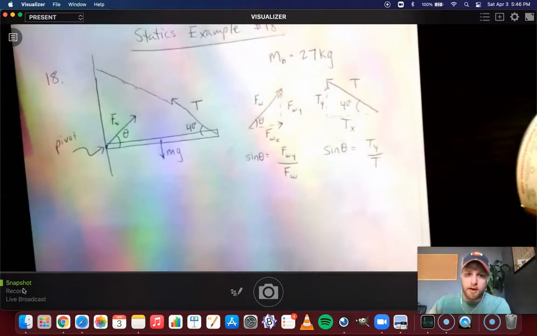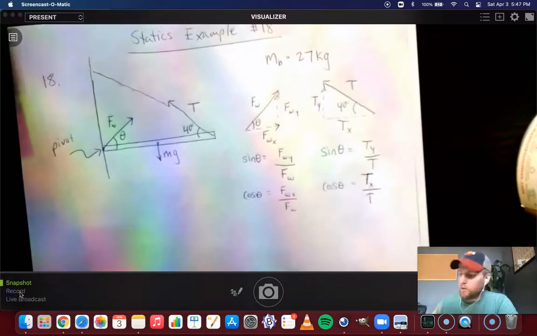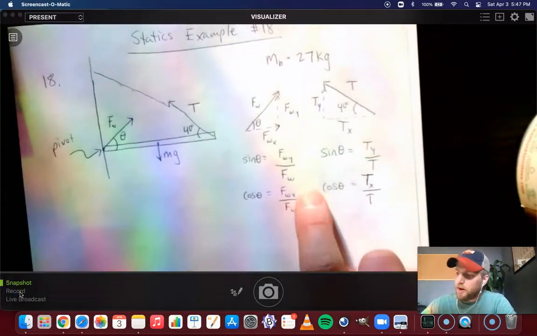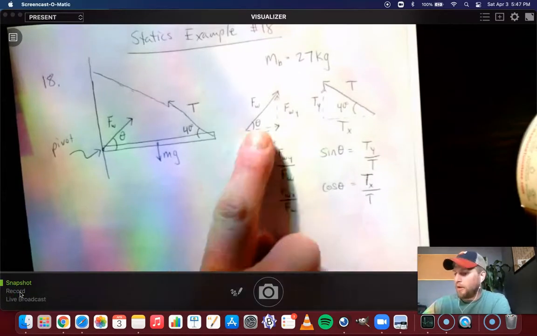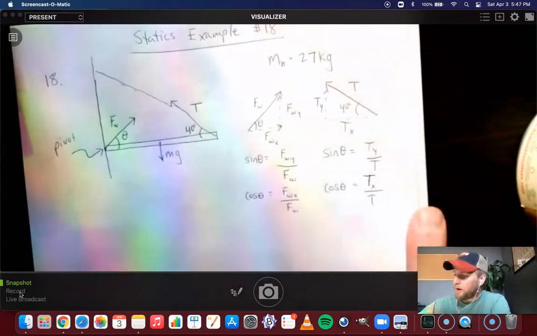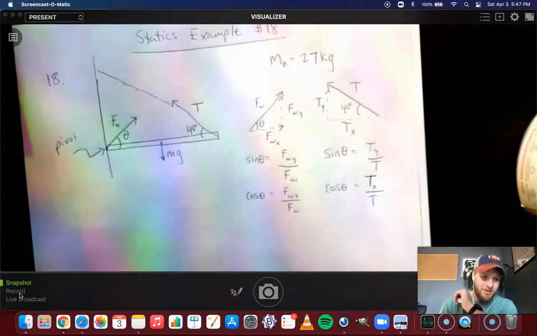Now we don't know what we're going to need out of this yet. I'm going to pause. We'll write down cosine, see if you can do that. So adjacent over hypotenuse, FWX over FW, the force from the wall in the x direction. That's the adjacent over the hypotenuse, and very similar for the tension, Tx over T.